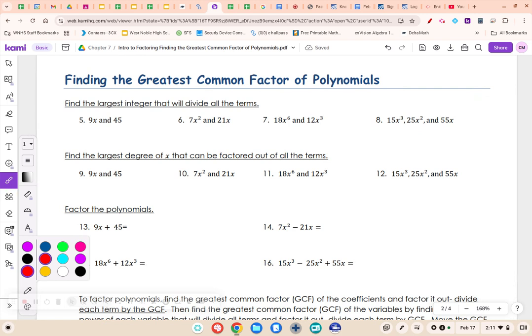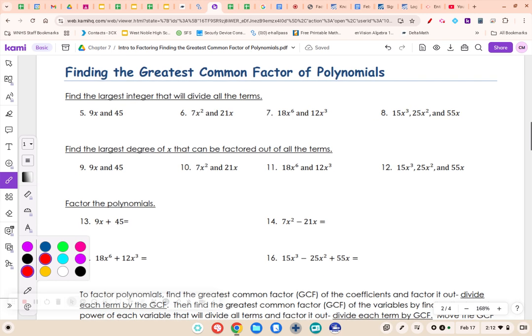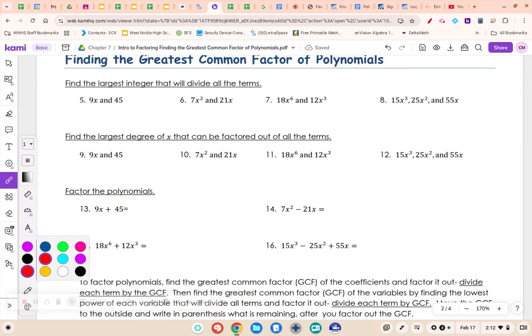Okay, you know what? I read this better. You are just finding the integer first. The next section, you're finding the largest variable. Okay, so we're splitting it into 2, then we're going to put it together. So question 5 asks us to find the largest integer.